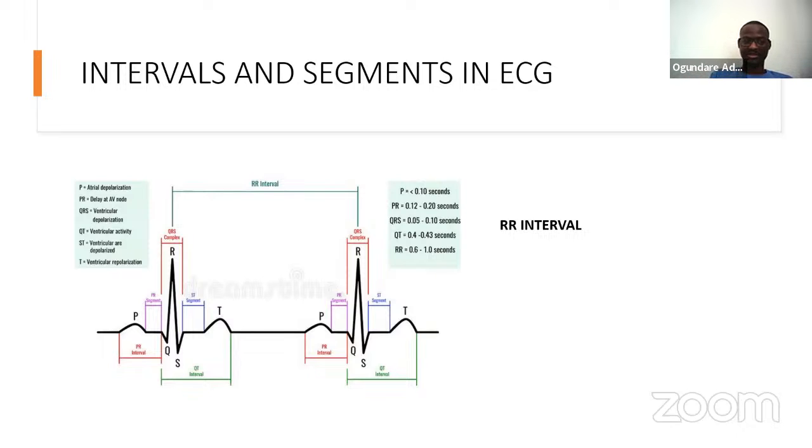Okay, this is the end of a cycle to the start of another one. So we have a QRS complex here. We have a ventricular contraction here and another ventricular contraction. So this is a complete cycle. There is a contraction here and the start of another contraction.